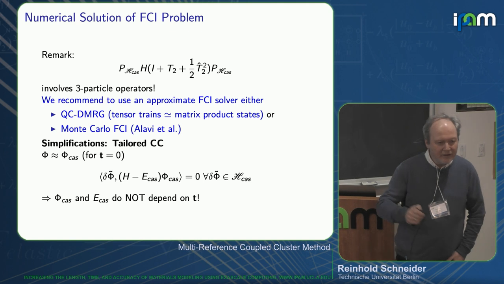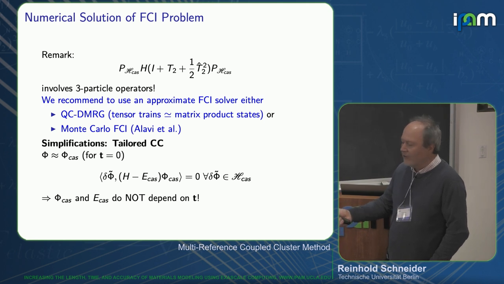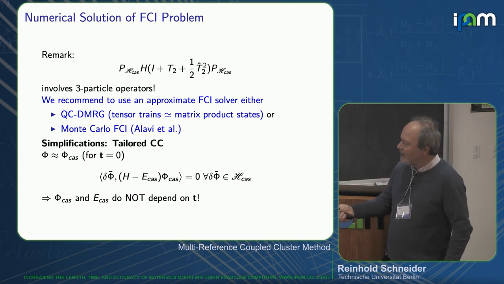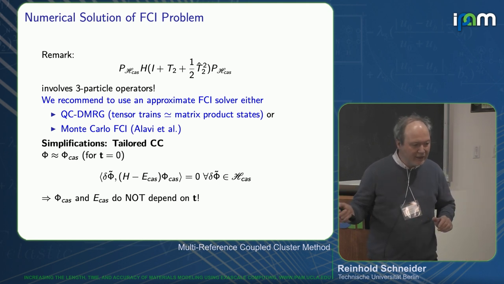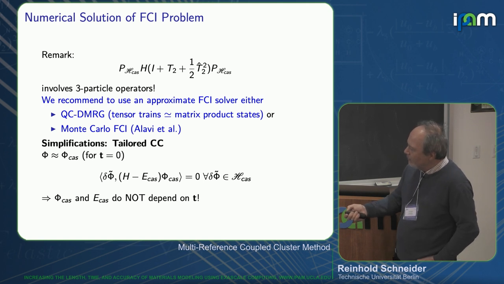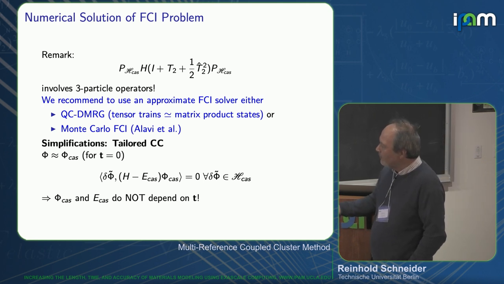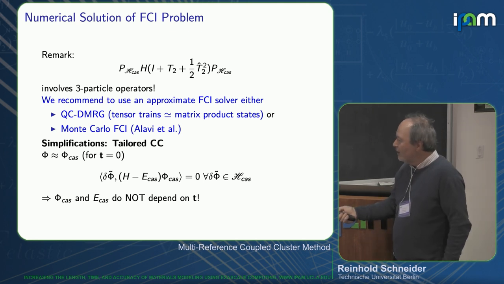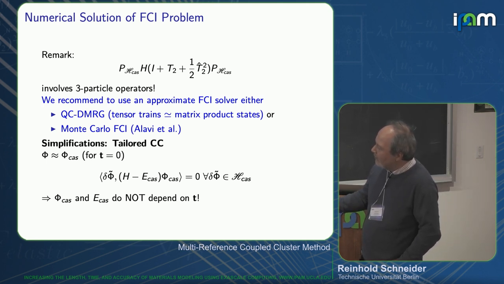Okay, and I can give you an example about tailored coupled cluster. But an alternative would be Monte Carlo full CI. All these methods, Monte Carlo full CI and DMRG, are restricted to small or moderate size problems, compared to usual coupled cluster calculations. So here you use these efficient full CI solvers, the recent developments, for this model problem, and then you can make your model space smaller. So you get now the following kind of universality or approximation.